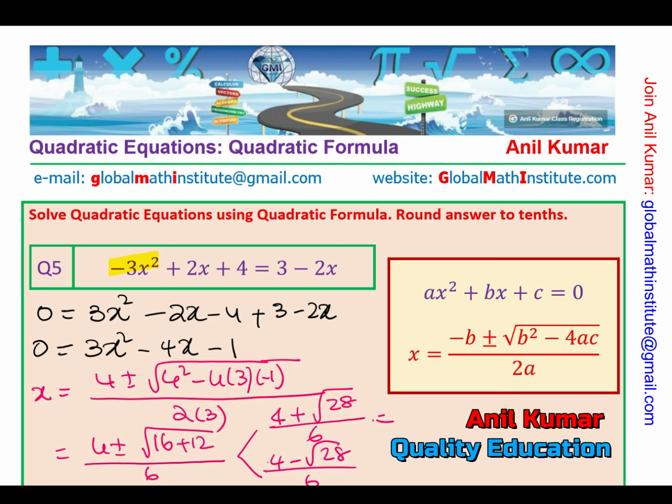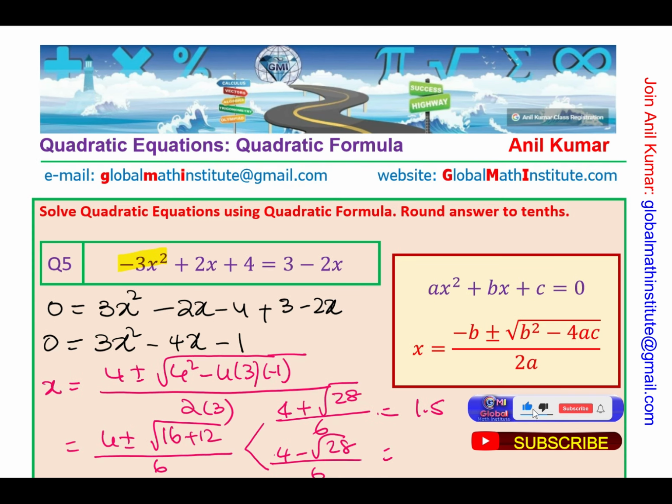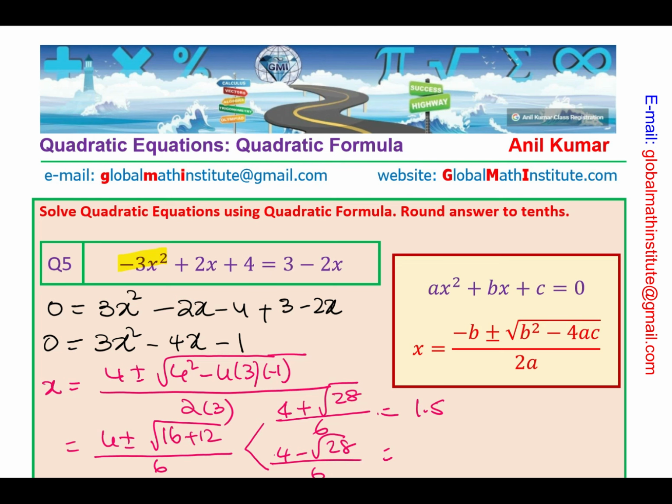Now you can use the calculator to find the answer to one decimal place. So 4 plus square root of 28. We are going to divide this by 6, and we get a value 1.54. So it is 1.5. Now, let us calculate 4 minus square root of 28 divided by 6. It gives us a negative value, negative 0.2, when rounded to one decimal place.